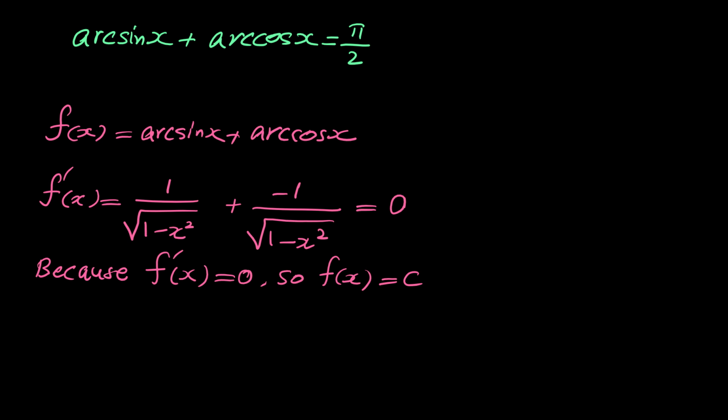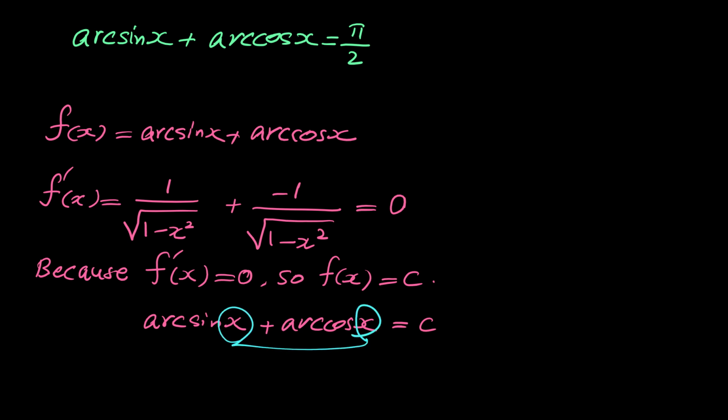So the original function, arcsin of x plus arccos of x, is a constant. But we don't know that constant. Maybe it's 1, maybe it's 2. So far we have proved that arcsin of x plus arccos of x is always a number, a constant. But we don't know the value of that number. Now we want to show that that constant should be pi over 2. Because it is a constant, for any value of x, this constant is the same.